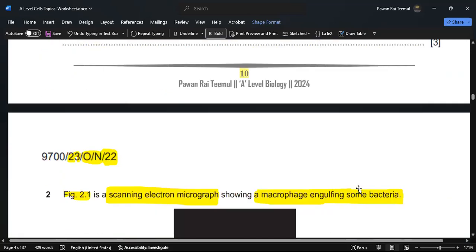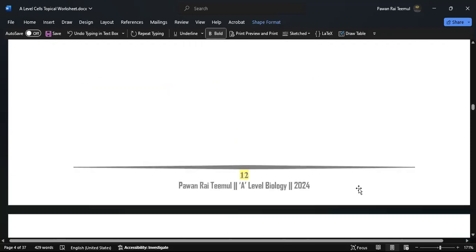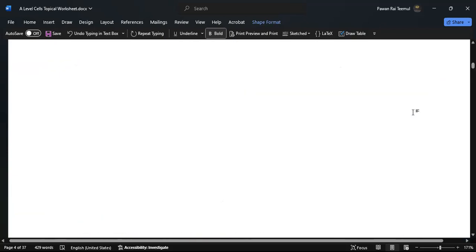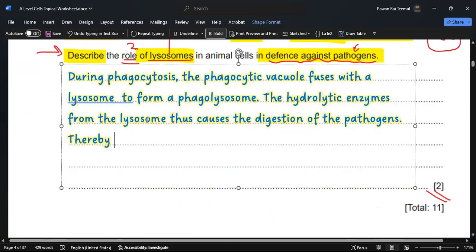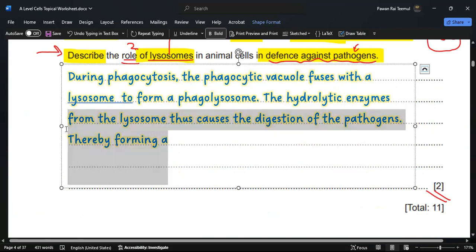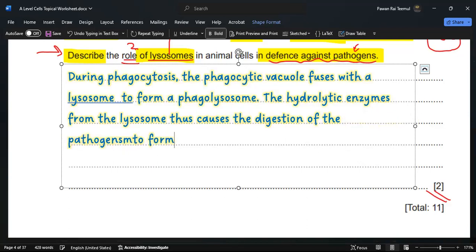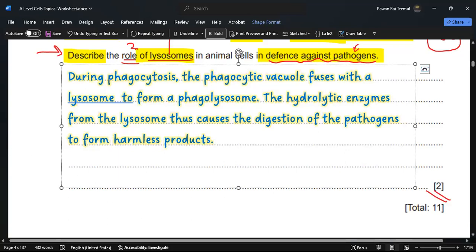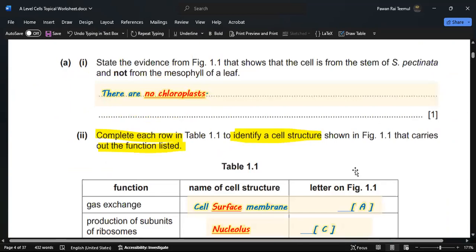To form, right? To form is the word, right? Let me see what they said here. To form harmless products. Okay, to form harmless products indeed. So the hydrolytic enzymes from the lysosome thus cause digestion of the pathogen to form harmless products. Okay, and there you go, and that would be your answer. All right, now let us proceed without much of a delay.